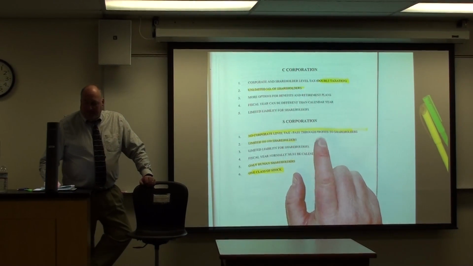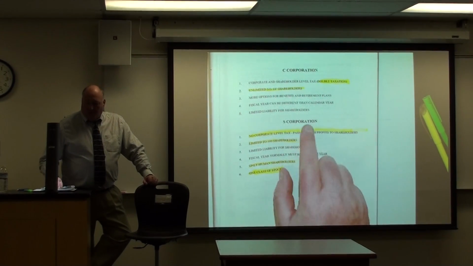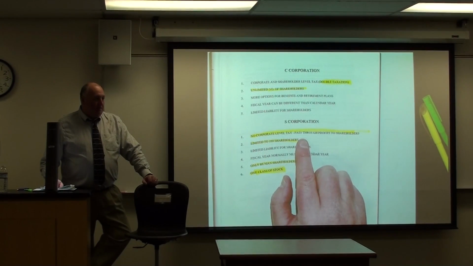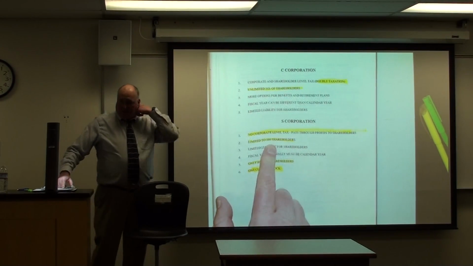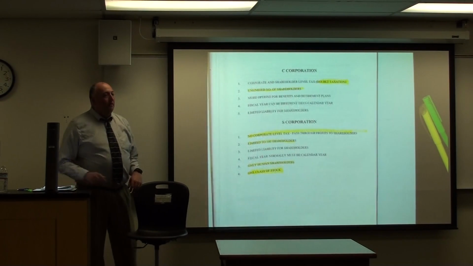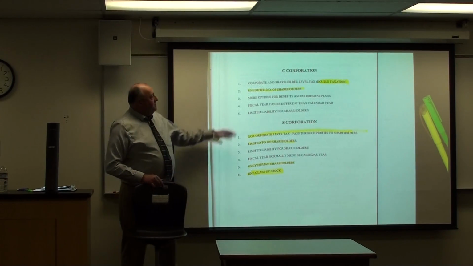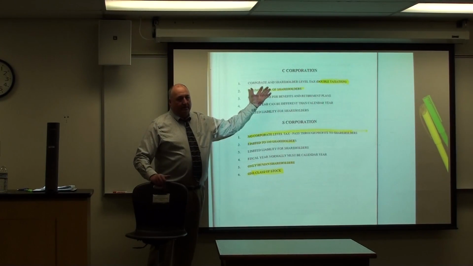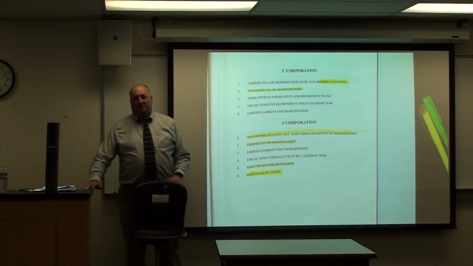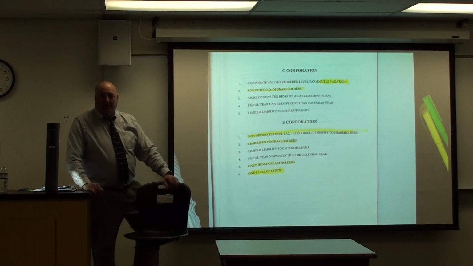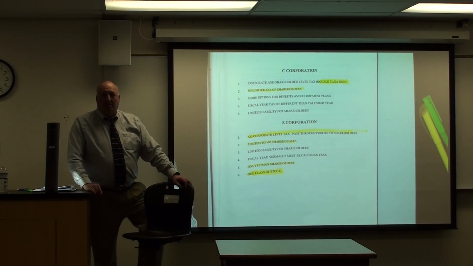Now the trade-off is an S-corporation has to remain small. So you're going to limit the number of owners. So it's limited to 100 shareholders. So they're not going to be publicly traded if you're an S-corp. C-corp, literally an unlimited number of shareholders. In addition to that, an S-corp, you have to have only one type of stock. That is what we call common stock.